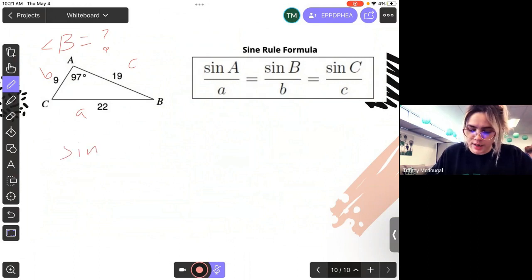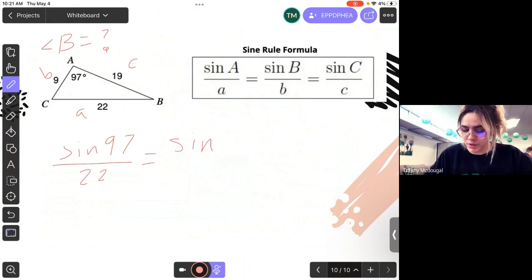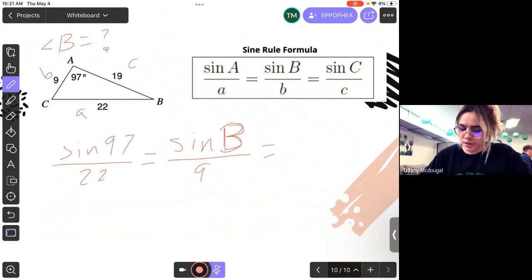Sine of capital A is 97, over lowercase a, which is 22, is equal to sine of capital B, which we don't know, it's unknown, so it's just capital B, over 9, is equal to sine of capital C over 19.